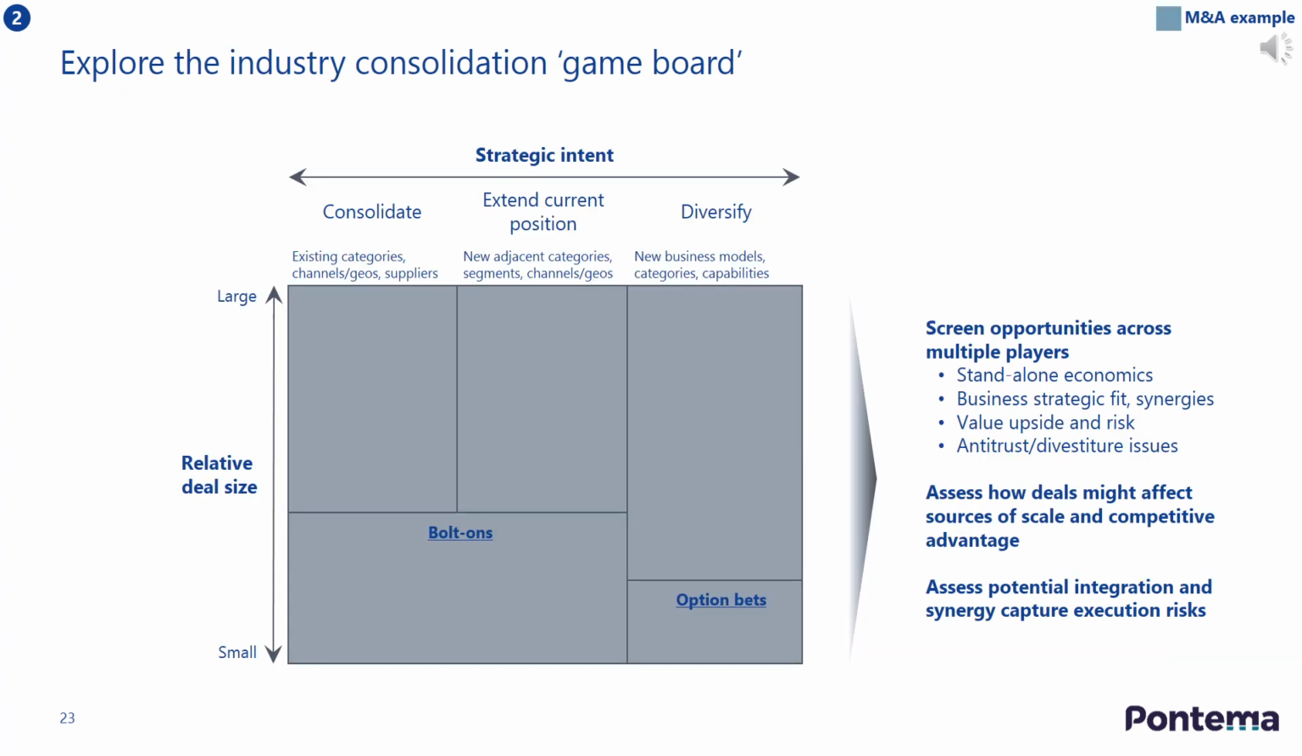Further analysis can be conducted to review the industry landscape for potential merger and acquisition opportunities, using the framework shown in the slide. It allows strategy managers to screen opportunities across multiple players by reviewing standalone economics such as potential deal size, the business strategic fit, including potential synergies, and should refer to any value upsides and risk. Such analysis should also assess how deals might affect sources of scale and competitive advantage in the industry, and assess potential integration and synergy risks.